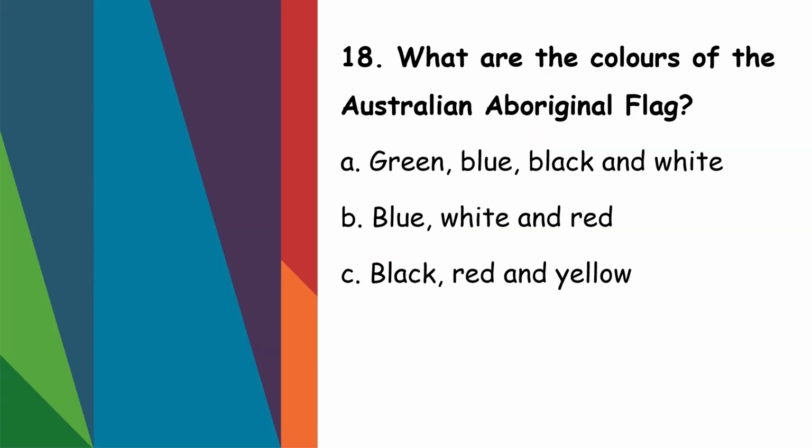Question 18. What are the colors of the Australian Aboriginal flag? A. Green, blue, black, and white. B. Blue, white, and red. C. Black, red, and yellow.